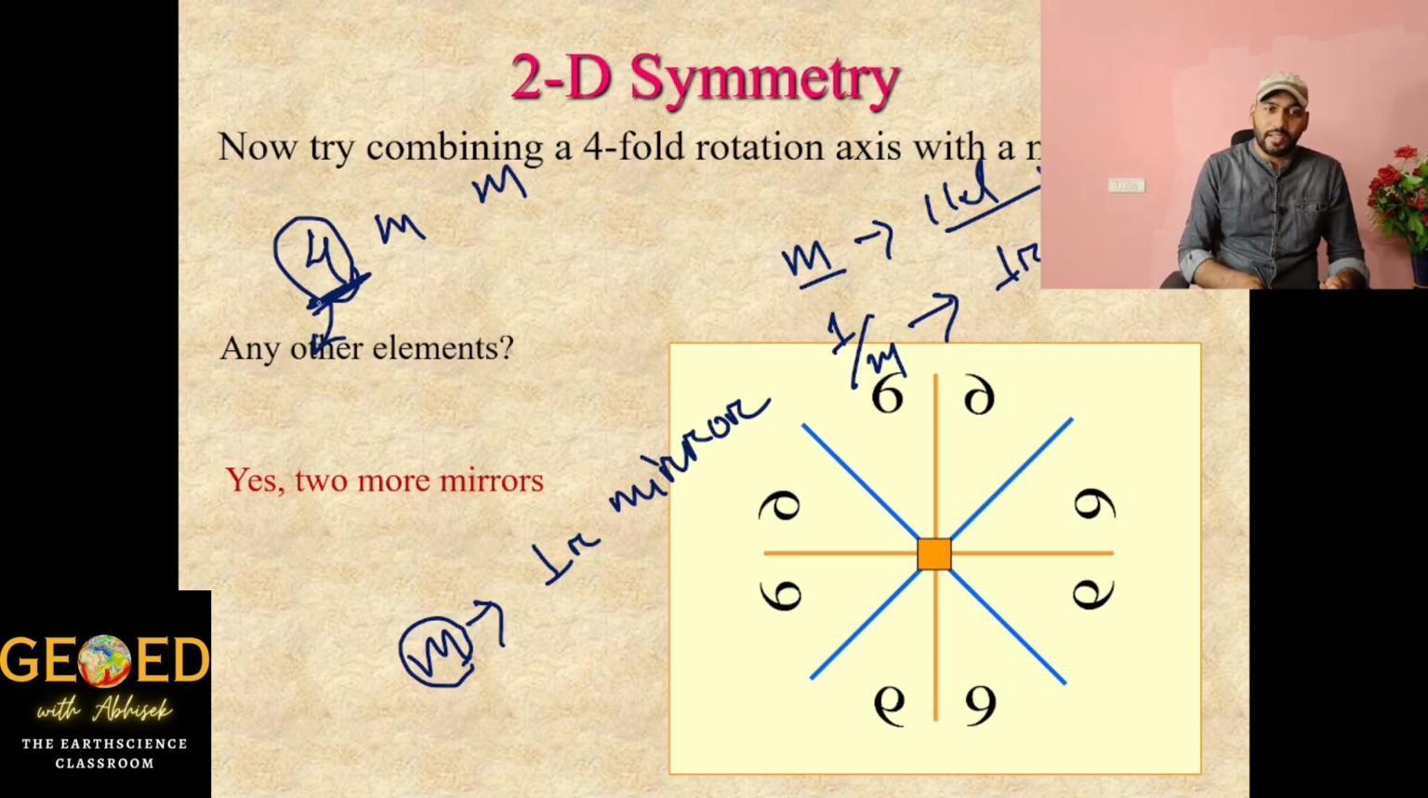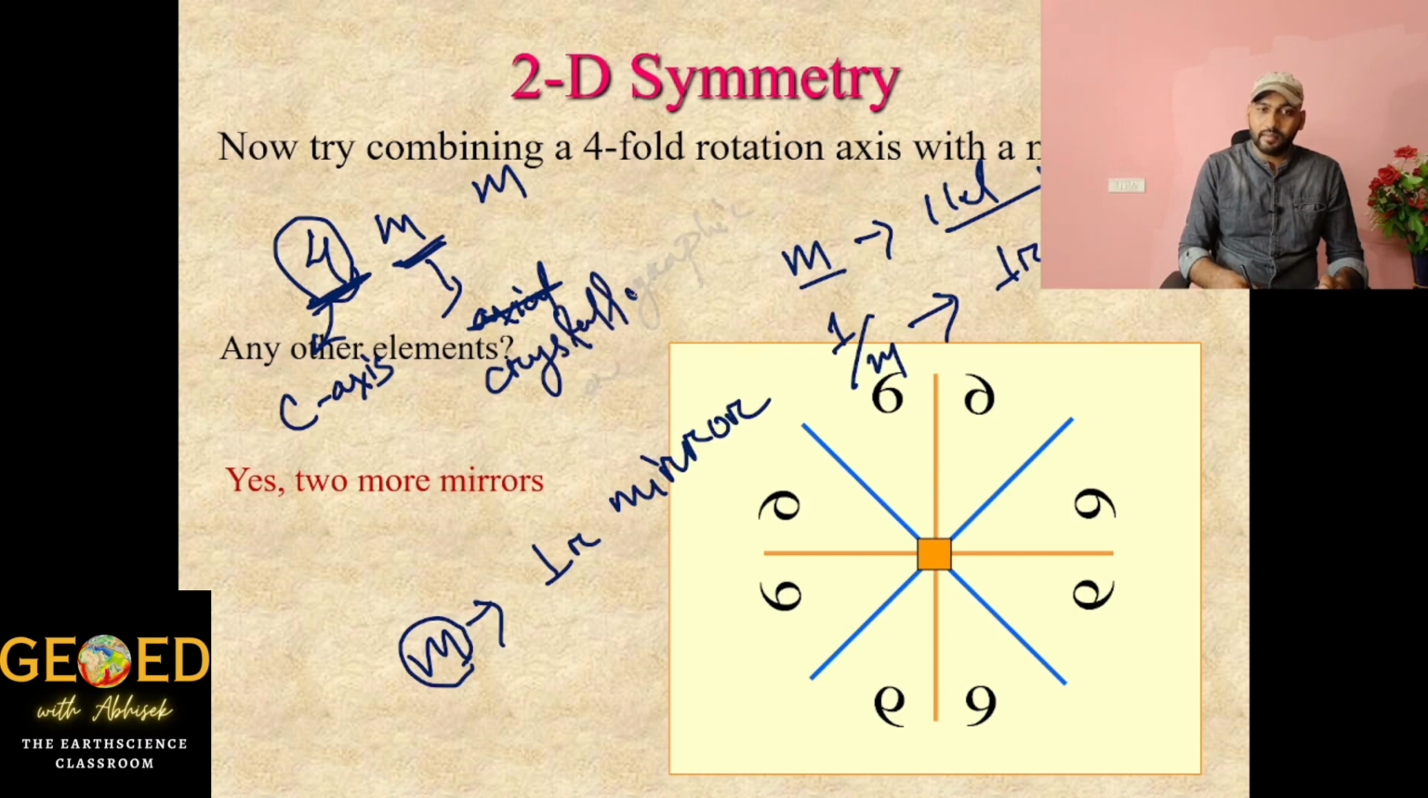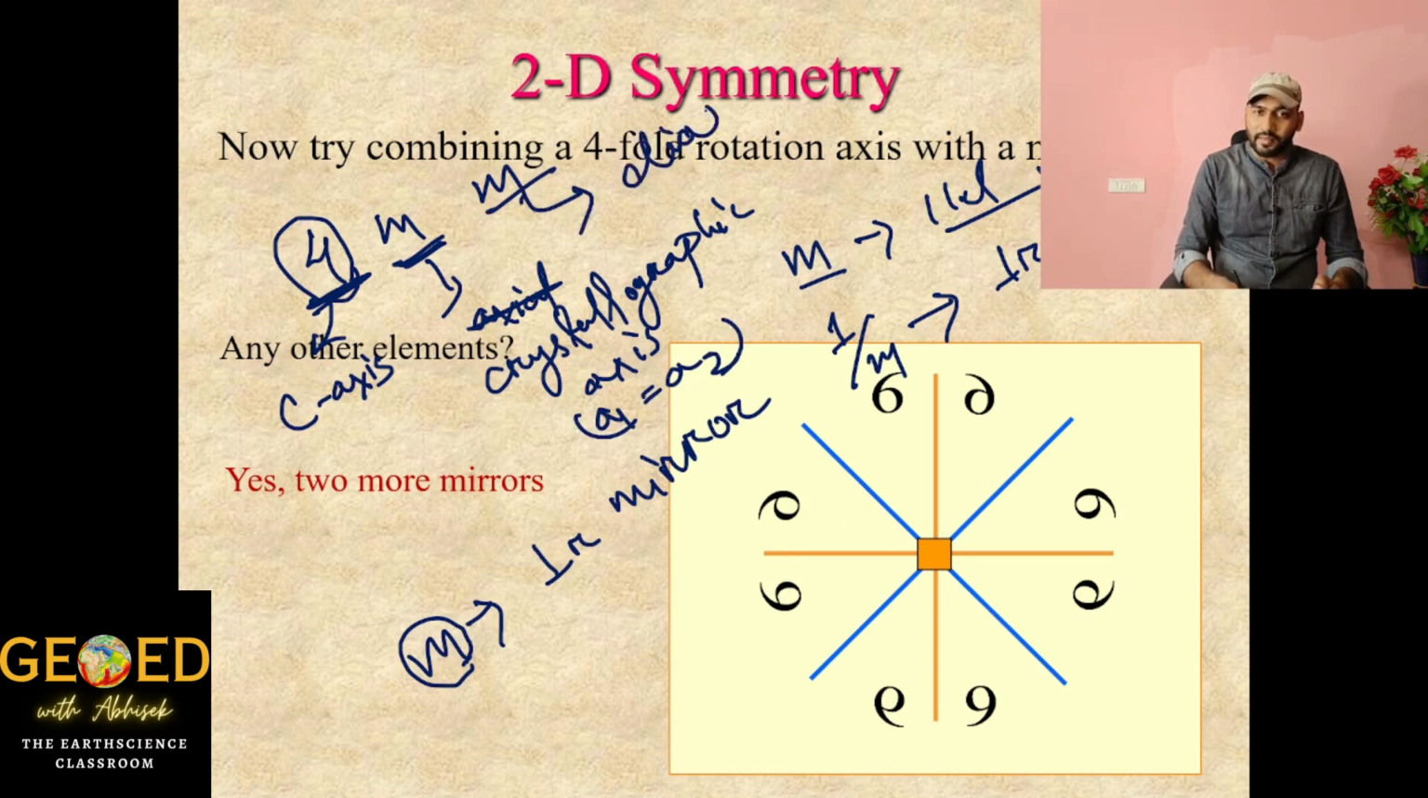Here this 4 is representing the vertical axis. This position of M is representing the axial or crystallographic axis, which is A1 and A2. The next position represents the diagonal axis. For the tetragonal system, this is the pattern.